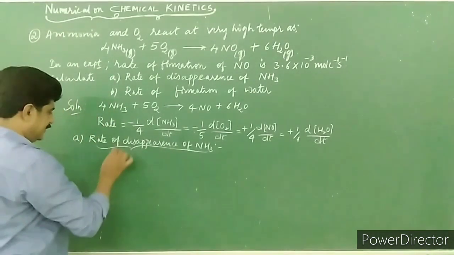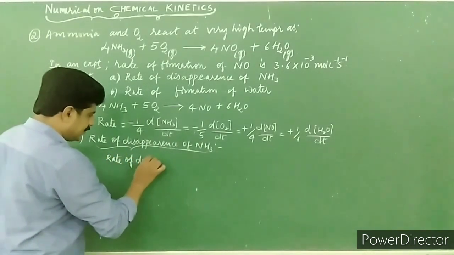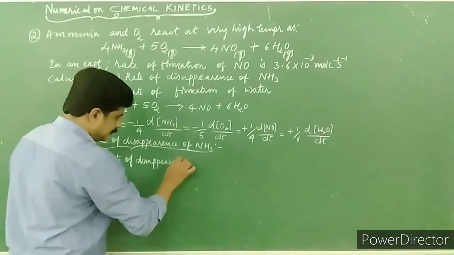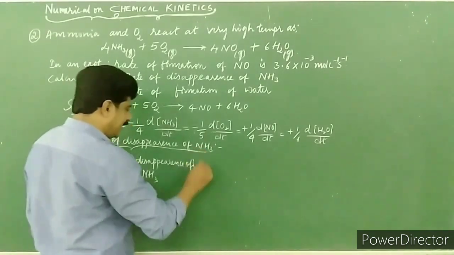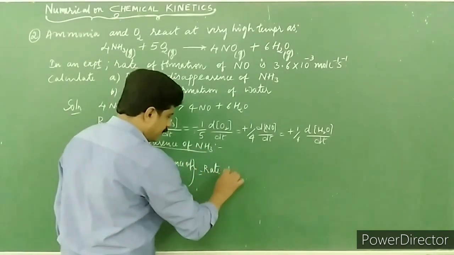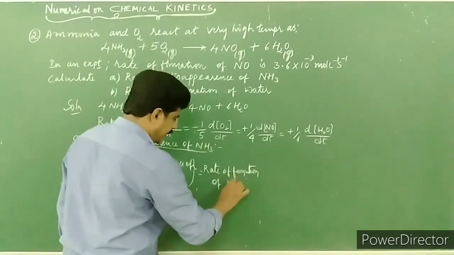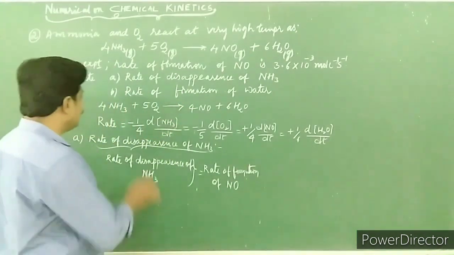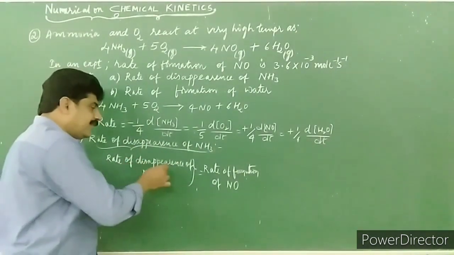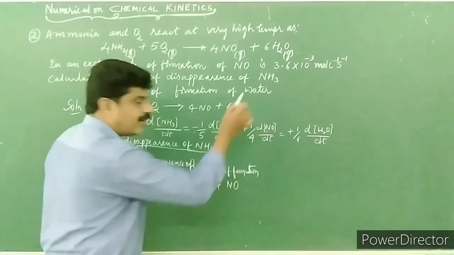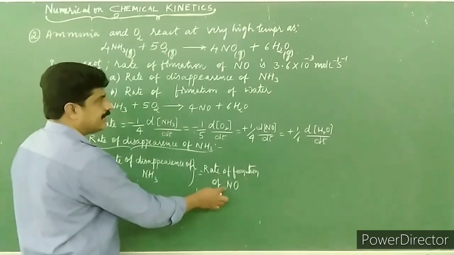Look here, how to write that? Rate of disappearance of ammonia is equal to, directly I'll write, the rate of formation of nitric oxide. Now children, why did I write like that? Look here, the numerical coefficients are the same. So that is why the rate of disappearance of ammonia is equal to the rate of formation of nitric oxide.